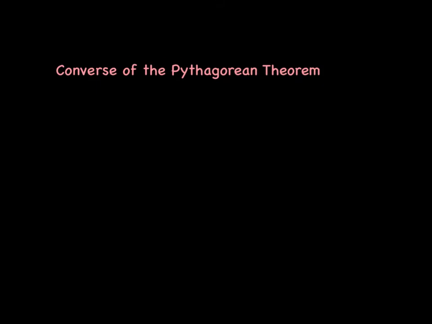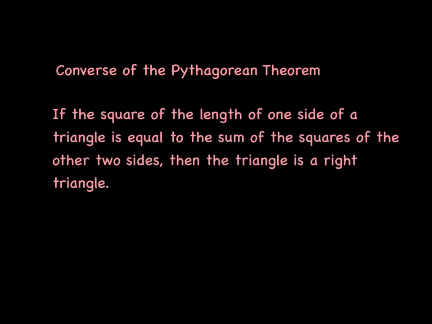But what if we looked at the converse of the Pythagorean theorem? The converse of the Pythagorean theorem states if the square of the length of one side of a triangle is equal to the sum of the squares of the other two sides, then the triangle is a right triangle. So what this is really saying is if a squared plus b squared is equal to c squared, then it's a right triangle.